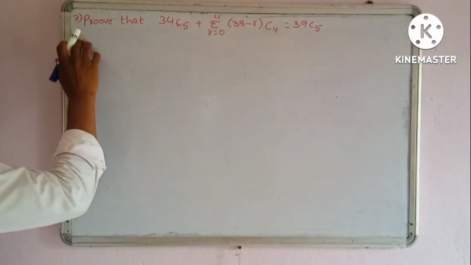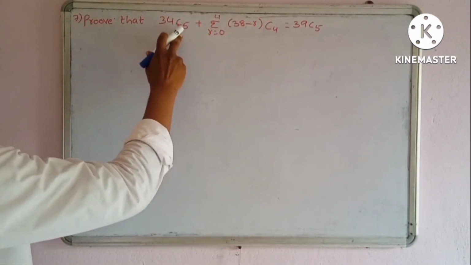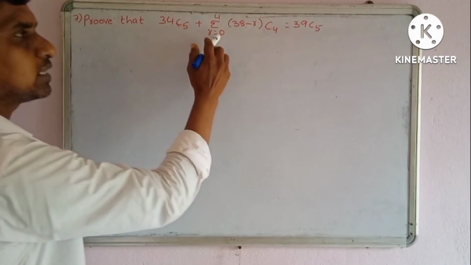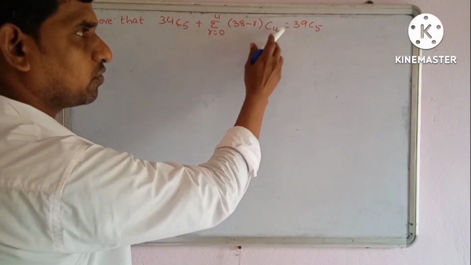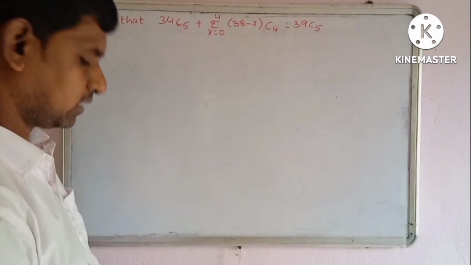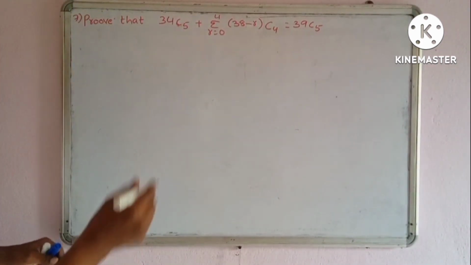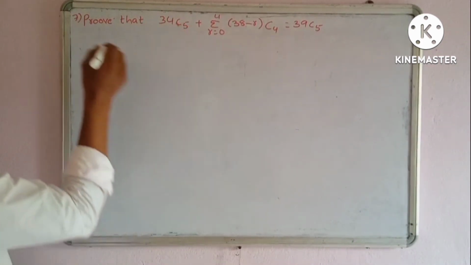Problem number 7. Prove that 34C5 plus sigma r equals 0 to 4 of (38 minus r)C4 equals 39C5. Okay. See the LHS part.